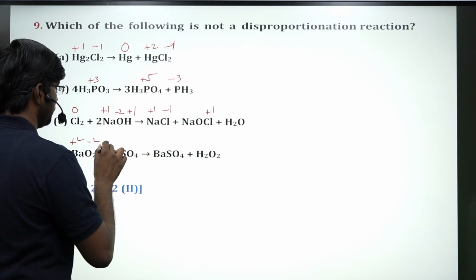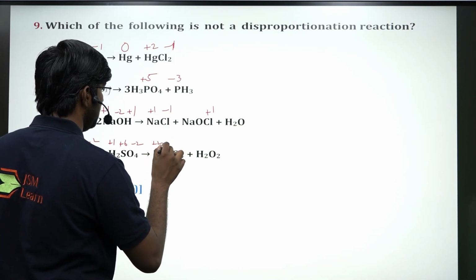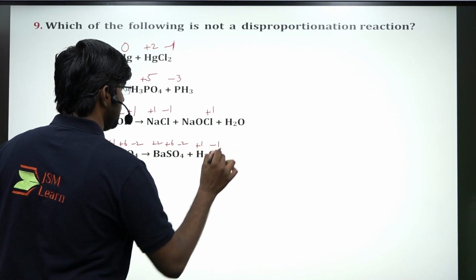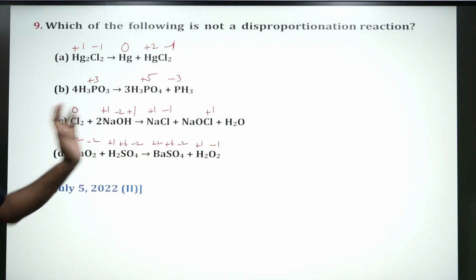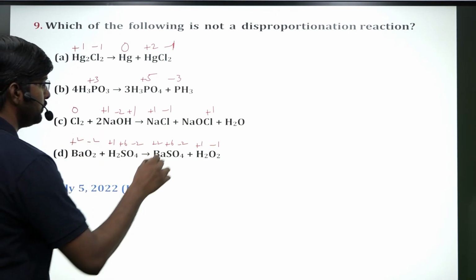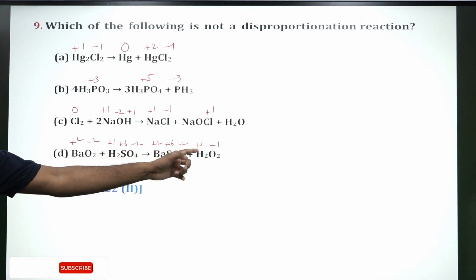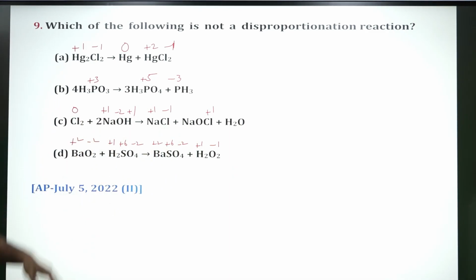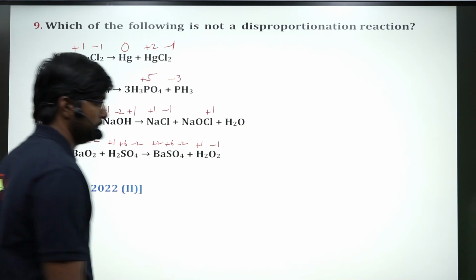Next, see this. +2, -2. +1, sulphur +6, oxygen -2. Barium +2, sulphur +6, oxygen -2. +1, -1. See here, barium oxidation state remains the same, sulphur oxidation state also remains the same on both sides, and oxygen -2 to here -2 and here -1, which means a few oxygens are undergoing oxidation, -2 to -1, but no reduction. So that's why it is not a disproportionation reaction. Option D is correct.